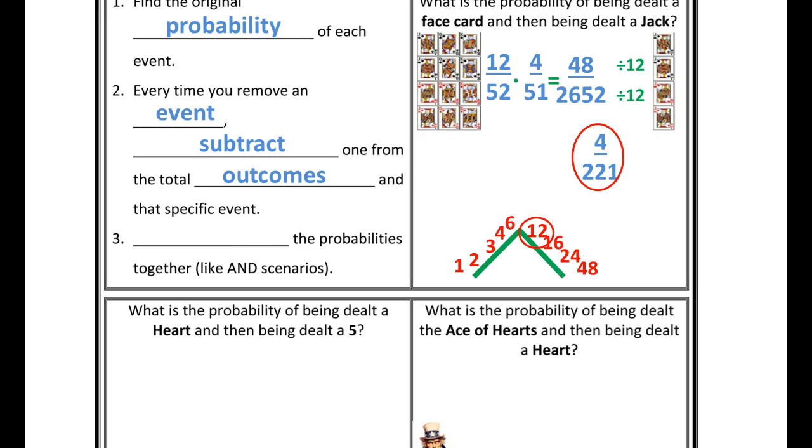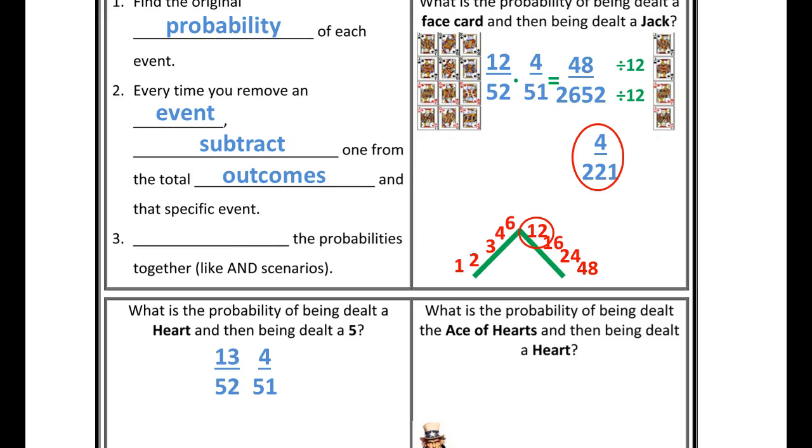In this next scenario, we're looking at the probability of being dealt a heart and then being dealt a 5. So if we're dealt a heart, there's 13 total hearts out of a total deck of 52 cards. So that's 13 in 52. Now, assuming we're not being dealt the 5 of hearts, there's still a total of 4 hearts left in the deck. But there's only 51 cards because we took that first heart out. So we have 4 in 51. Remember, the 52 to 51, that changes because we're removing 1 card.